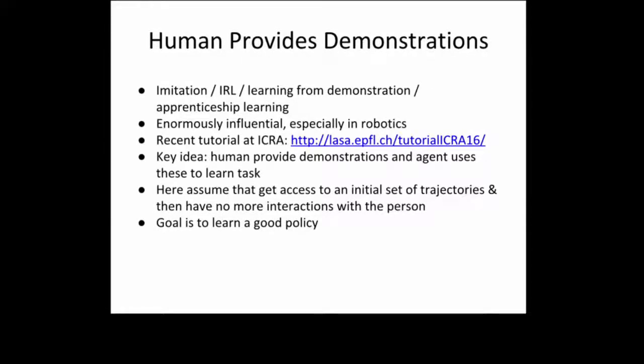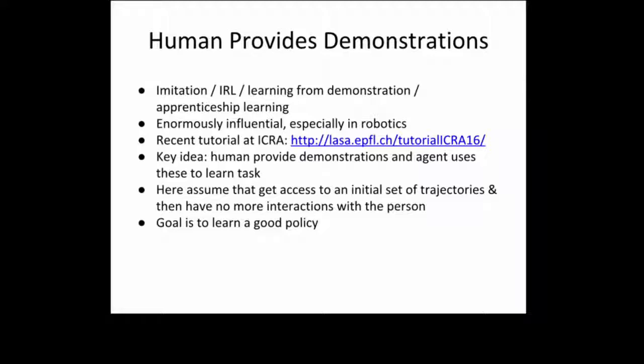Now that brings me to the second thing, which has been hugely influential, which is having a human provide demonstrations. In the context of surgery, this could be very reasonable, and there certainly is a lot of interesting active work going on in surgery on how you would take the demonstrations from experts and then use them to try to create a policy. This has been known by many different related names and areas, things like imitation learning, inverse reinforcement learning, learning from demonstration, and apprenticeship learning. And it's really been hugely influential, particularly in robotics, since basically 2000.